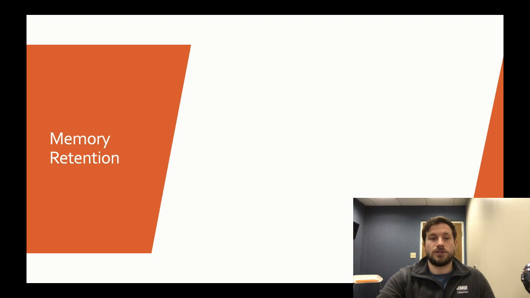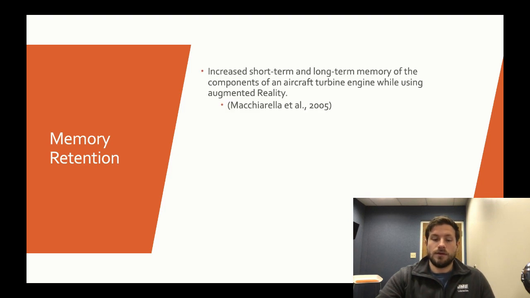So the next section I'd like to touch on is memory retention. The first article is in a series of studies. While using AR videos and textbooks, students were required to learn the components of an aircraft engine turbine. The research showed that students displayed significantly better short-term and long-term memory of the various components. As we can see, augmented reality can improve memory retention in students. They take this information, they process it into their long-term memory, and they're able to hold on to it longer.